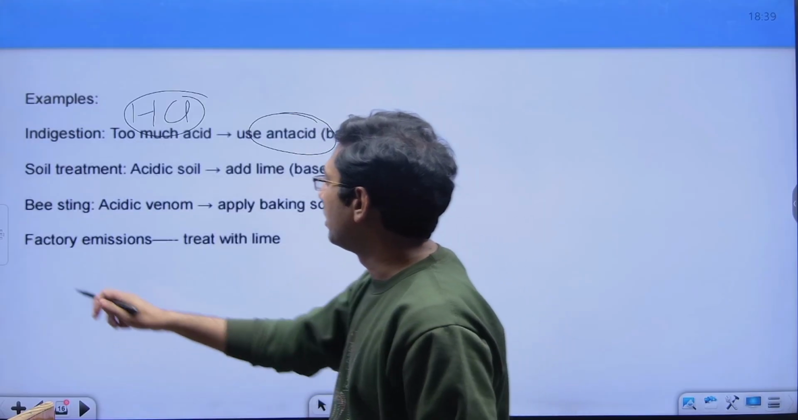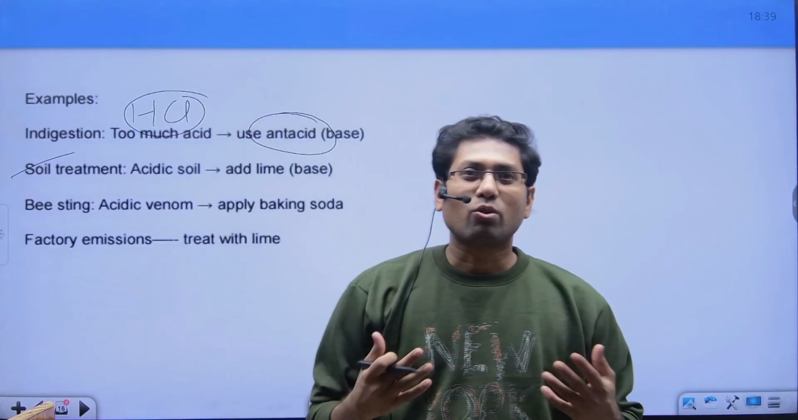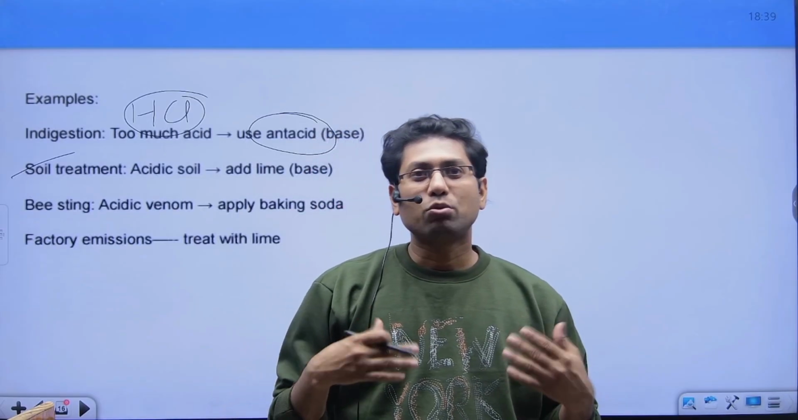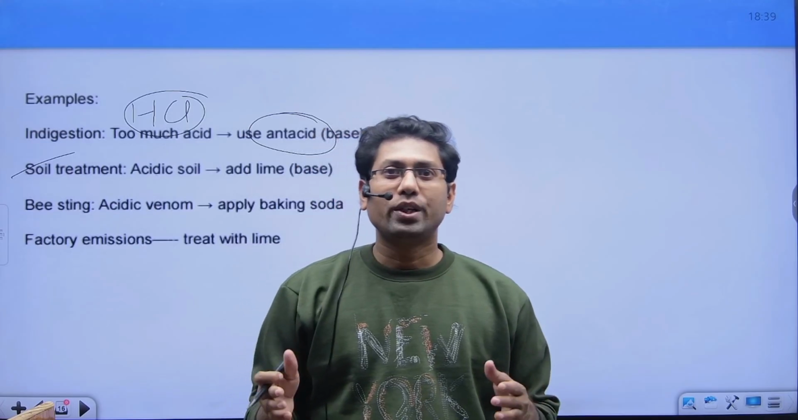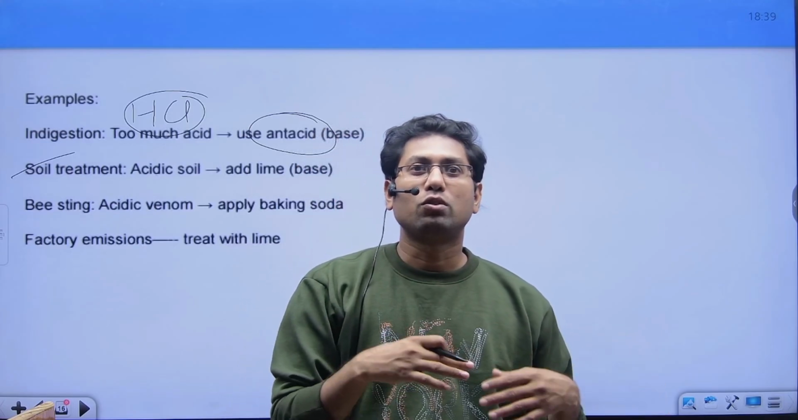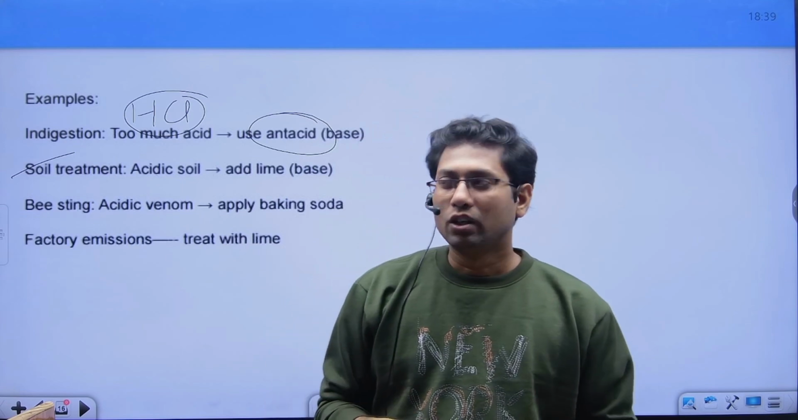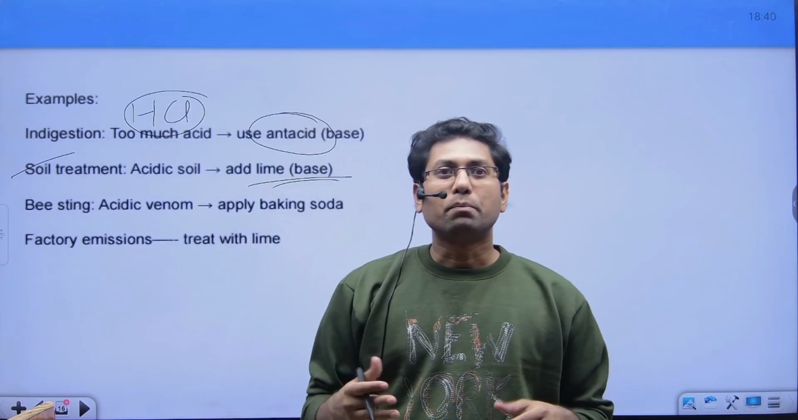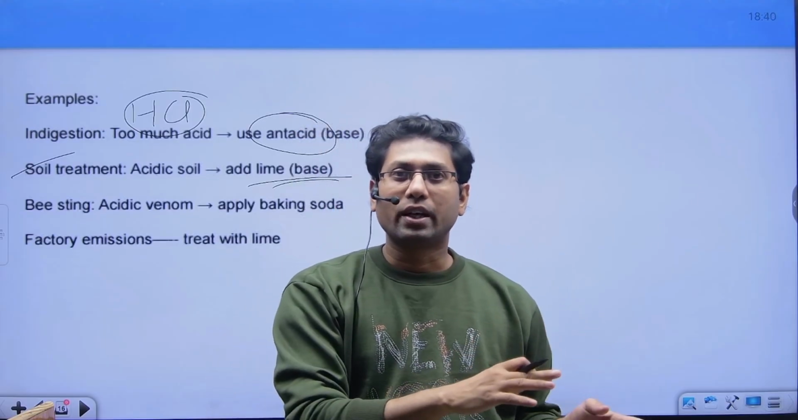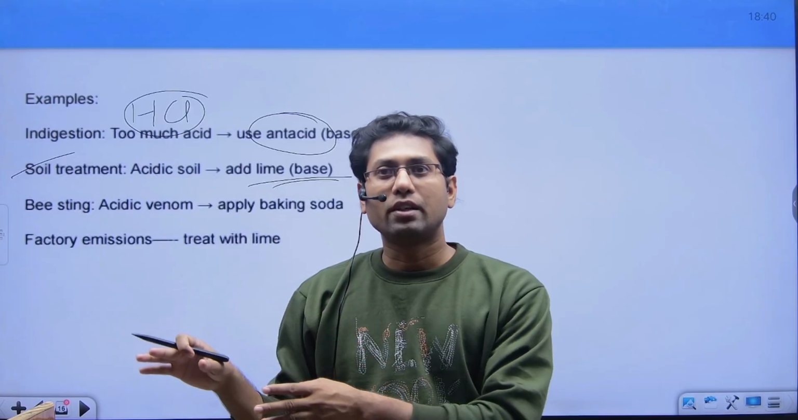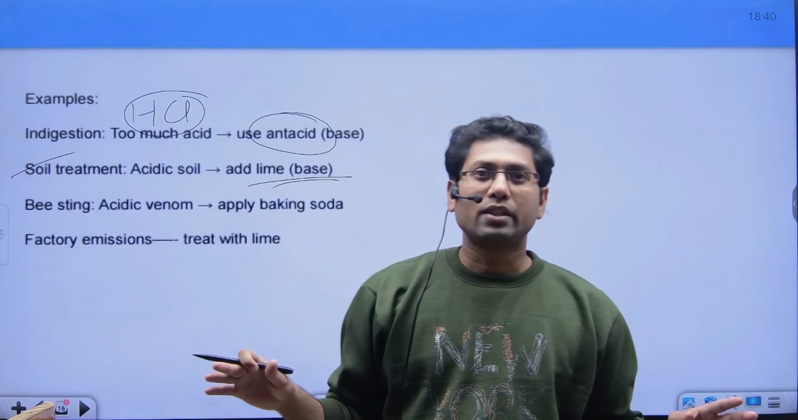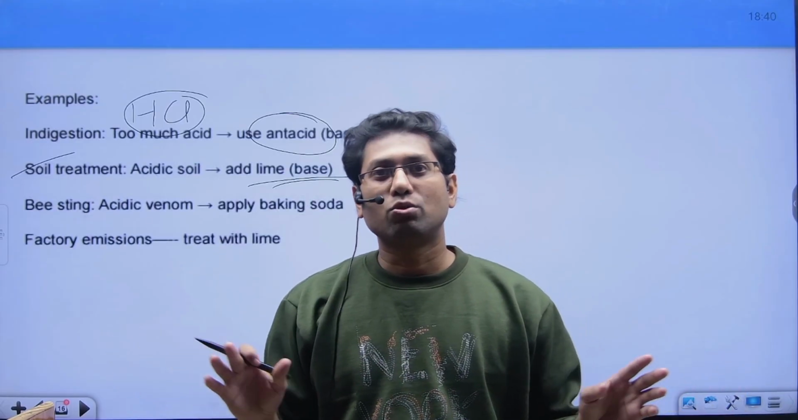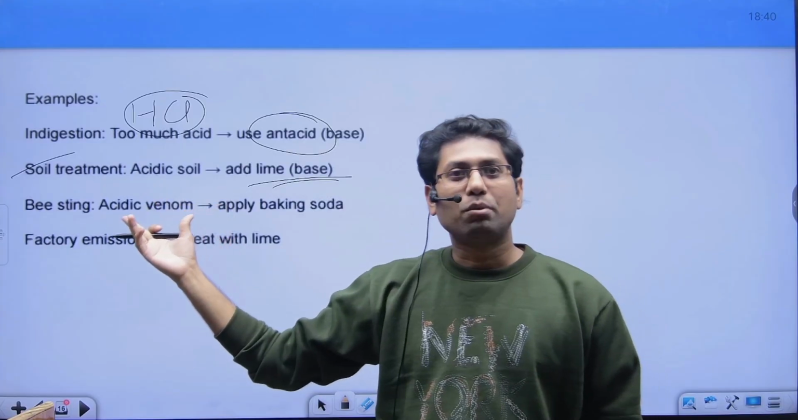So let's discuss another example, soil treatment. Acidic soils are very infertile. They cannot support plant growth. Okay, friends. So we have to treat that acidic soil with a proper base in order to restore the fertility of the soil. So we add lime to that soil. Lime is basic in nature. So when soil is acidic and infertile, we add lime, which is basic in nature, and in this way we neutralize the reaction and soil fertility is restored. So this is another example of neutralization reaction.